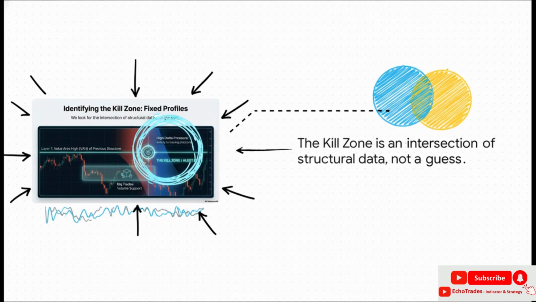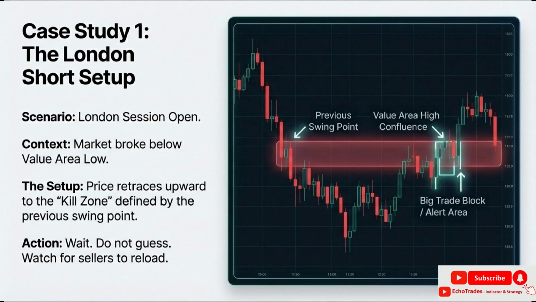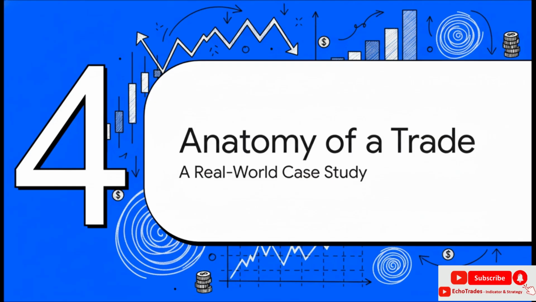So, once we know the bigger story, then we can pinpoint our kill zone. And check this out. Our kill zone isn't a guess. It's an intersection of real data. Here, you're seeing the value area high from the prior session lining up perfectly with a big cluster of those big trades we talked about. That confluence, that overlap, creates a super high probability zone. That is where we pay attention. Okay, enough theory. How does this actually look in a real trade? Let's dive into a case study and see the anatomy of a trade unfold.